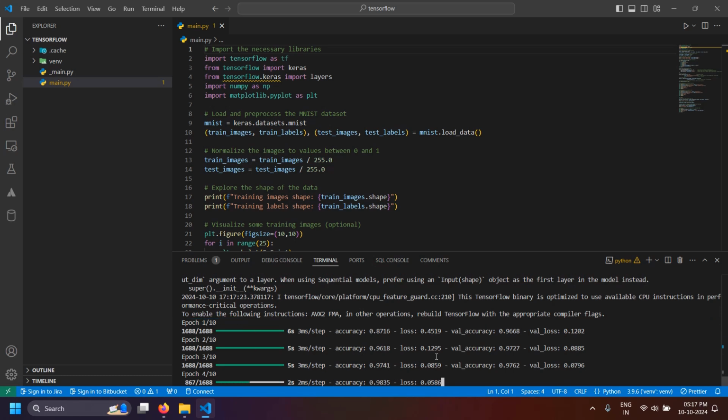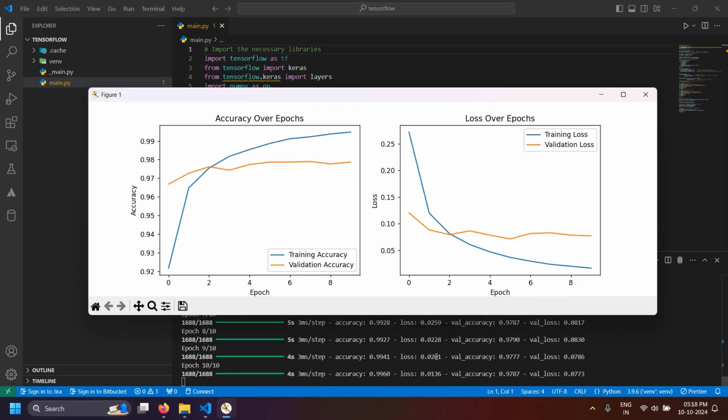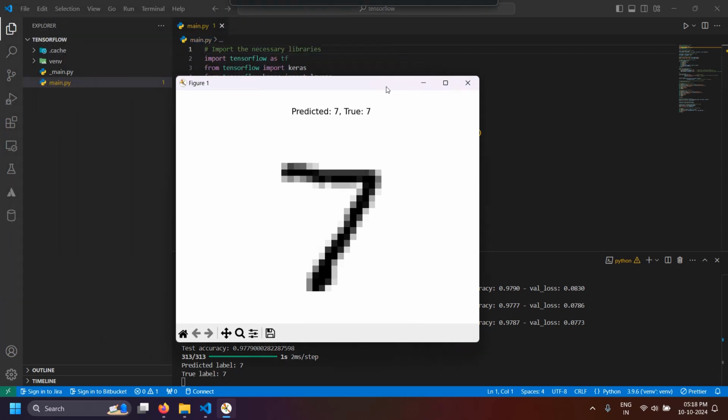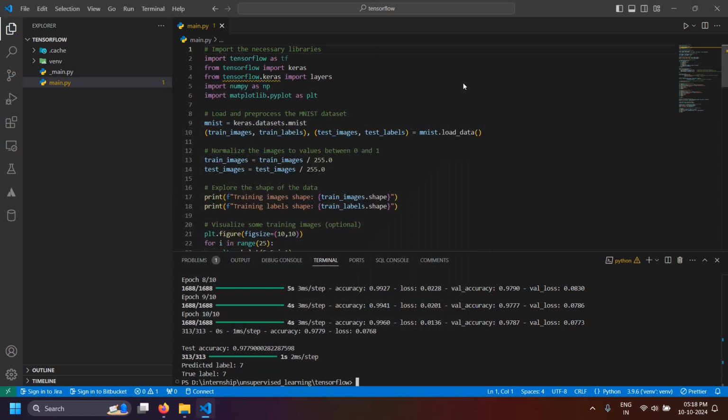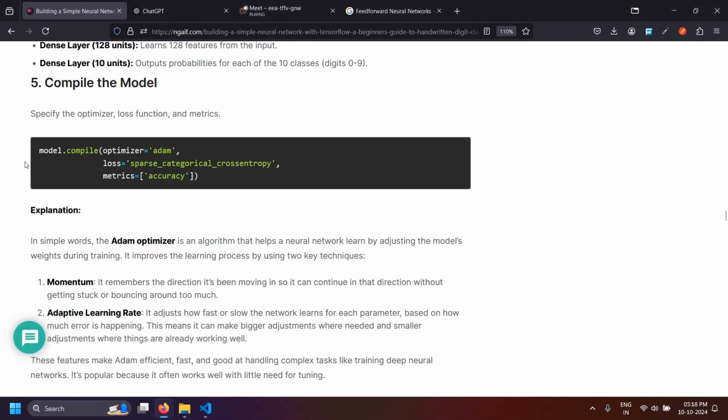So this is the output. It is training the machine learning model. This chart will show you the accuracy or loss. I will tell you how to read this chart, and then in the final output it predicted 7 and the true value was 7. I will tell you how to read the output step by step and what everything means. So to compile the model, this is how you compile the model.